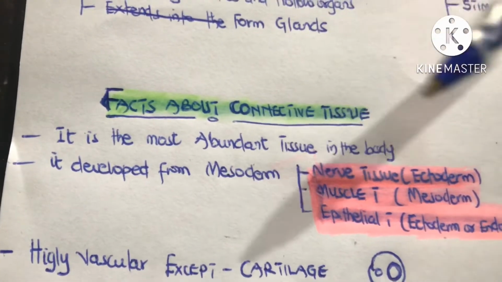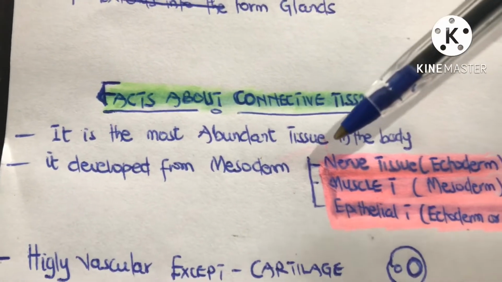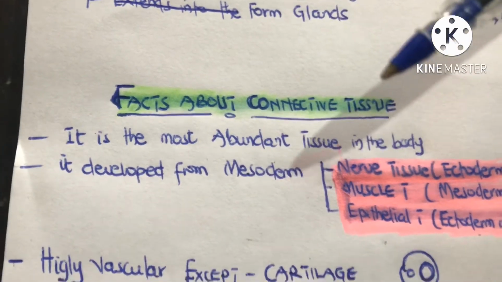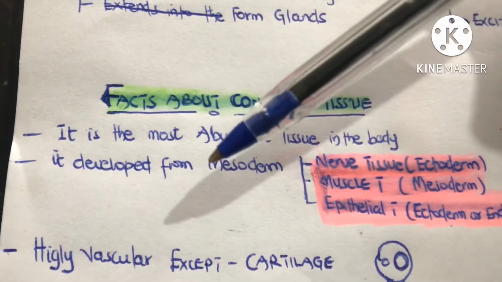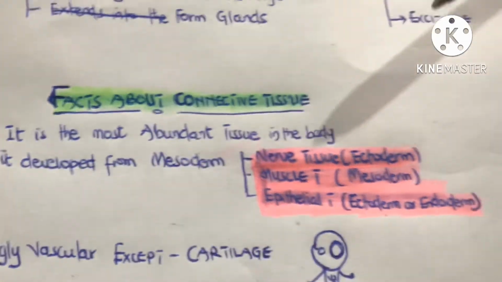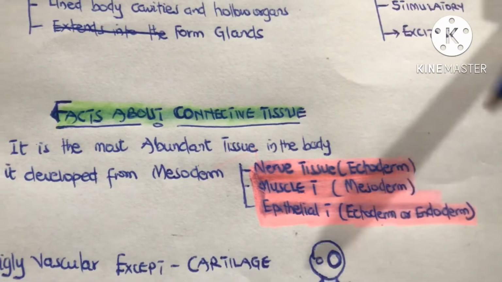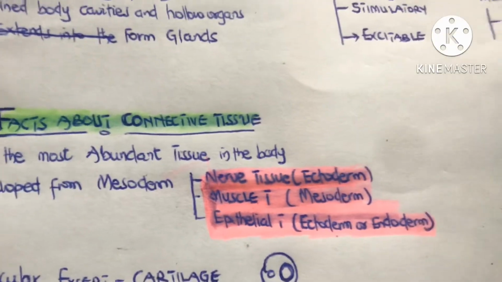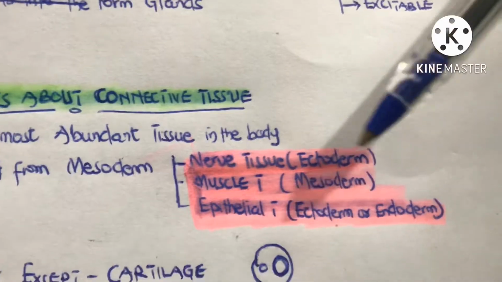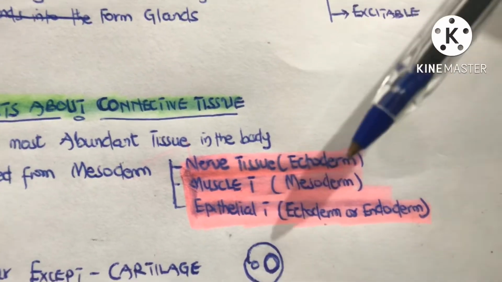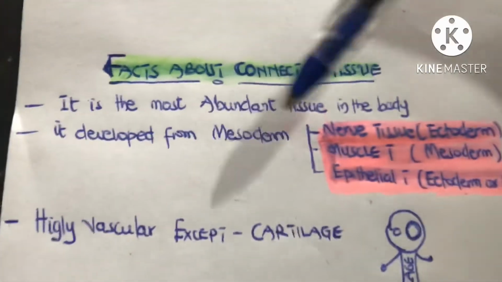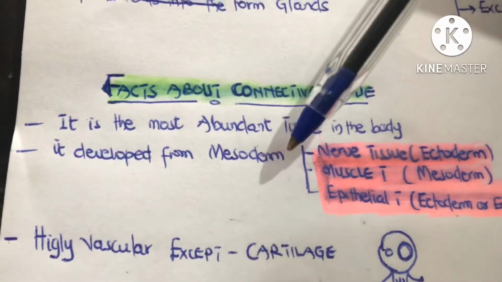The connective tissue is the most abundant tissue in the body. Also, the connective tissue develops from the mesoderm. You see, we have the germ layers: the ectoderm, the mesoderm, and the endoderm. The nerve tissues develop from the ectoderm. The muscle tissue develops from the mesoderm. And the epithelial tissue develops from ectoderm and endoderm. And the connective tissue that we are talking about develops from mesoderm.